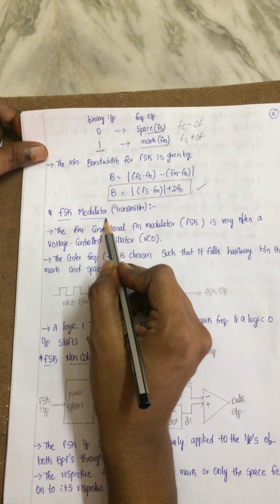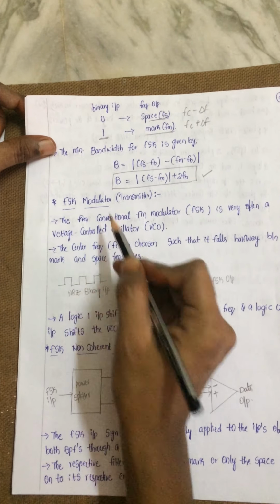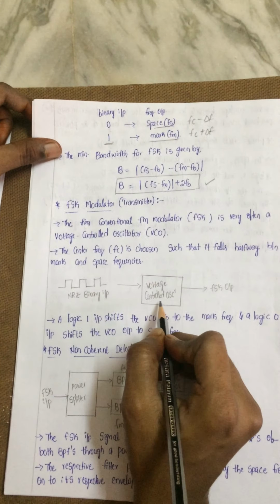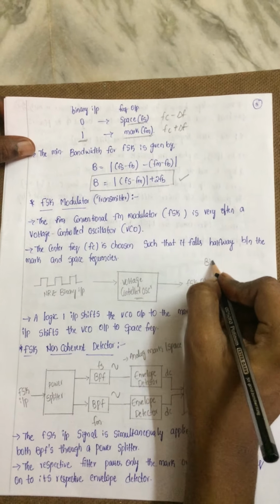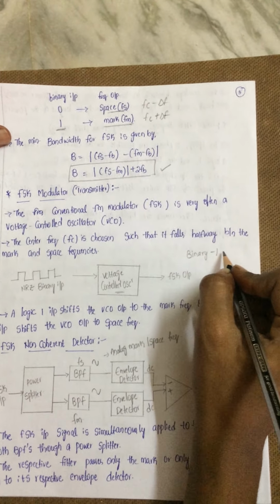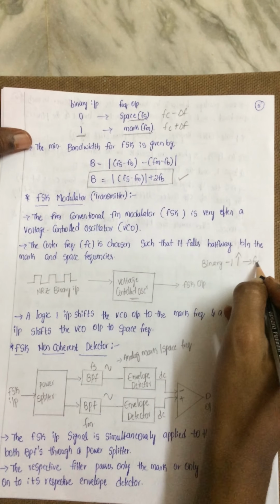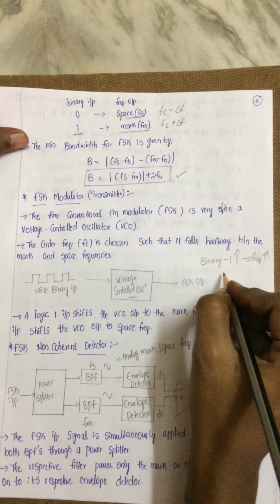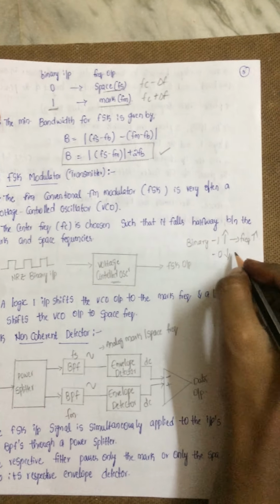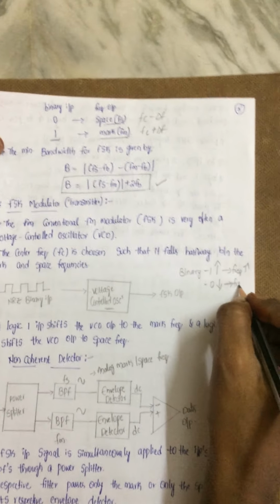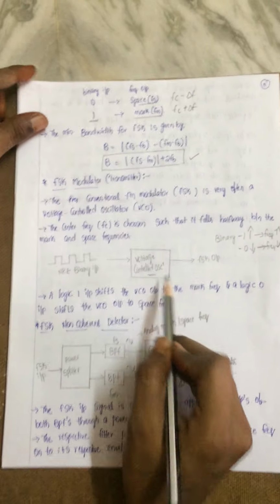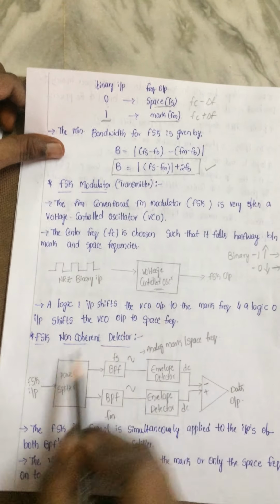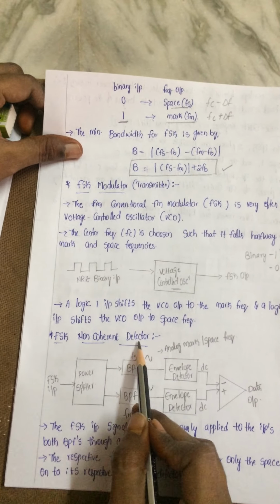Next, FSK modulator we are going to see. The transmitter is simply a voltage controlled oscillator. When binary value of 1 is given means voltage is high, so frequency has to be increased. When binary 0 is given means less value of voltage, so frequency has to be decreased. This is the simple logic of FSK modulator. It is simply a voltage controlled oscillator. That's it.